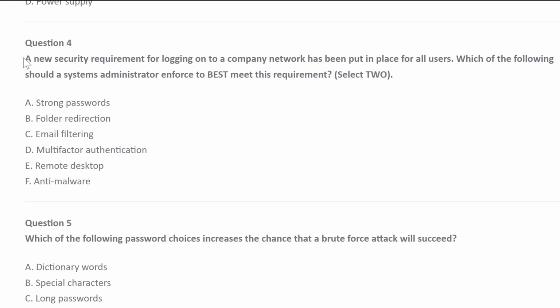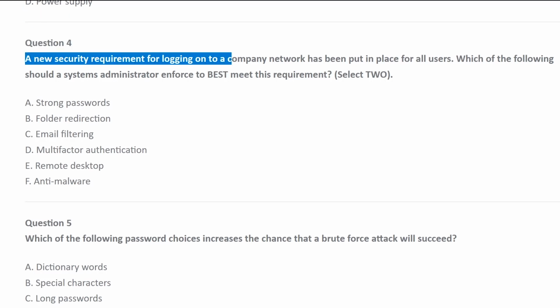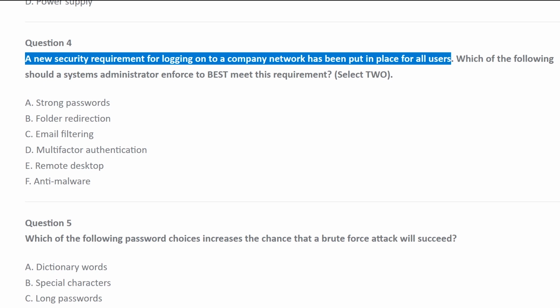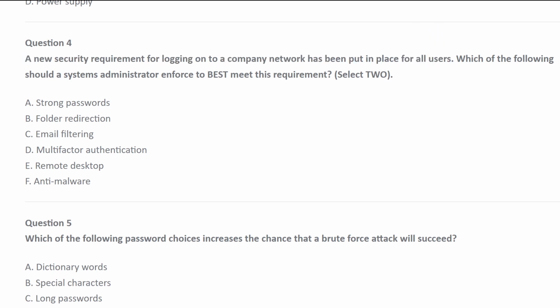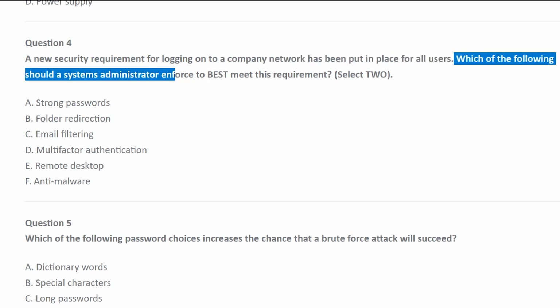Okay, question number four. A new security requirement for logging onto a company network has been put in place for all users. So it's a security thing, and all the users are going to be affected by this new security requirement for logging onto a computer network. Okay, so the security is stricter now. Which of the following should a system admin enforce to best meet the requirements? Select two.